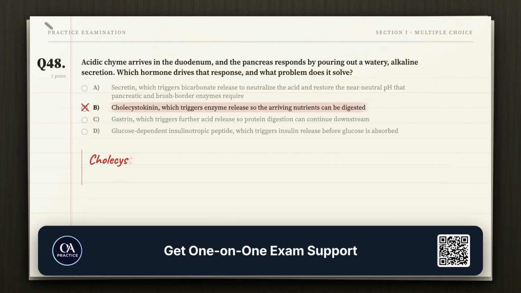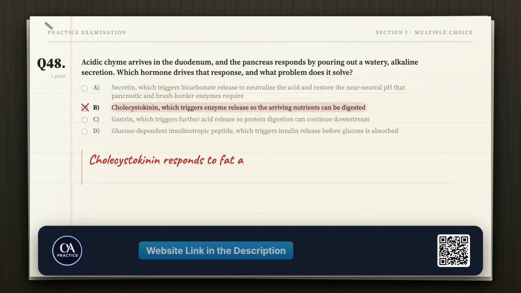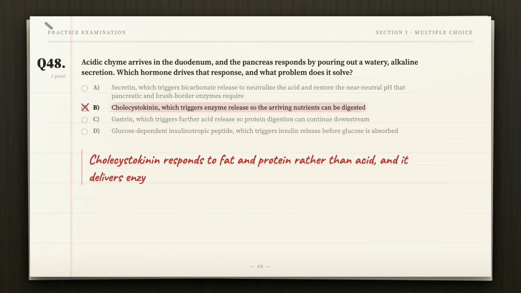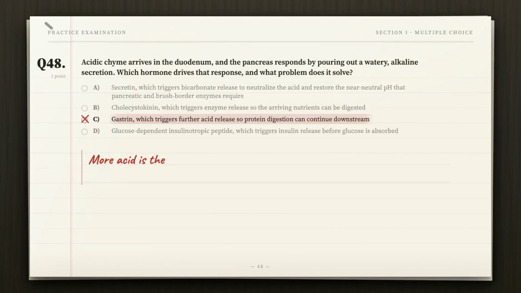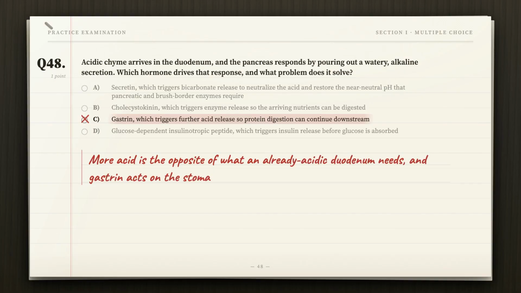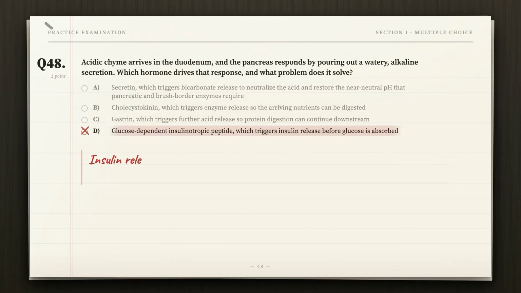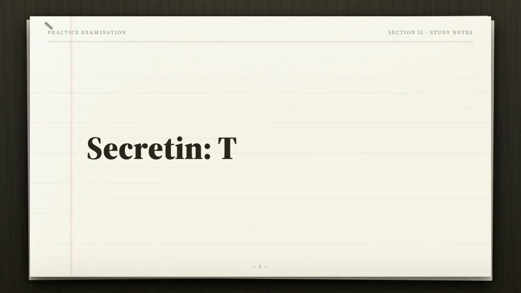B is wrong because cholecystokinin responds to fat and protein rather than acid, and it delivers enzymes rather than buffer. C is wrong because more acid is the opposite of what an already acidic duodenum needs, and gastrin acts on the stomach rather than the pancreas. D is wrong because insulin release prepares tissues for incoming glucose and does nothing to correct duodenal pH.